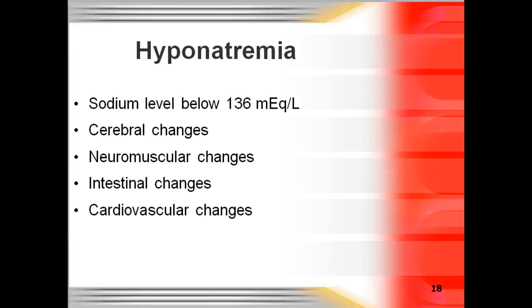A person that has hyponatremia will experience cerebral changes. A lot of times they may have an episode of acute confusion. They'll have neuromuscular changes where, for instance, their deep tendon reflexes may diminish and they may have muscle weakness.